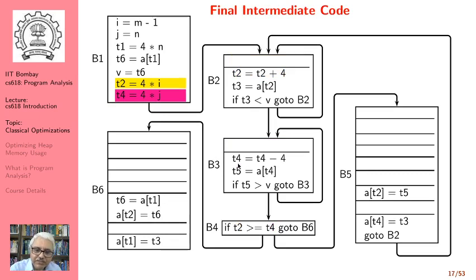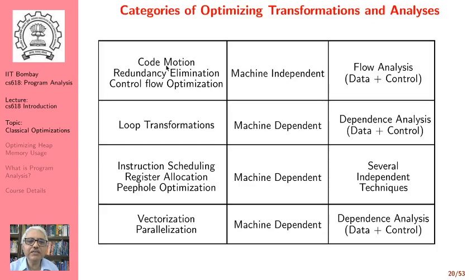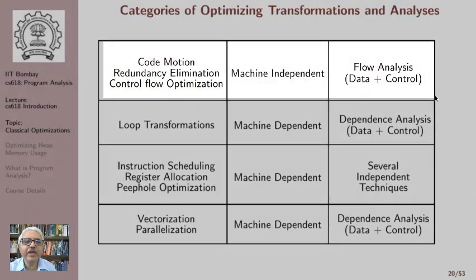There are many such optimizations that can be done, but we have looked at the most common optimizations. So the observations are, the optimizations are transformations based on some information. Systematic analyses are required for deriving the information. We have looked at data flow optimizations. Many control flow optimizations can also be performed. So here is a broad list of categories of optimizing transformations. We are essentially going to focus on the first category where we perform data flow analysis, and this involves machine independent optimizations.